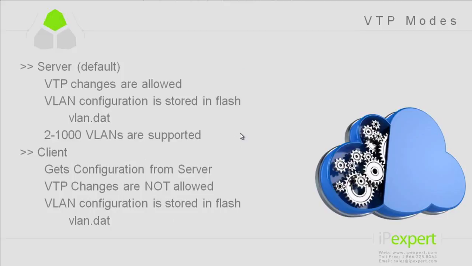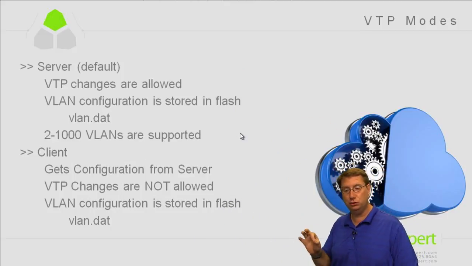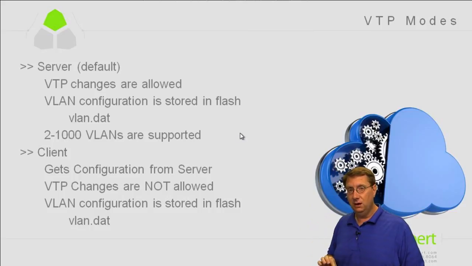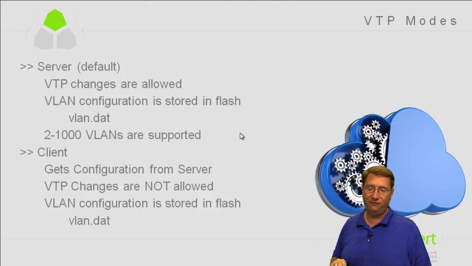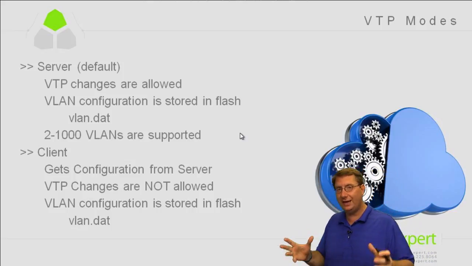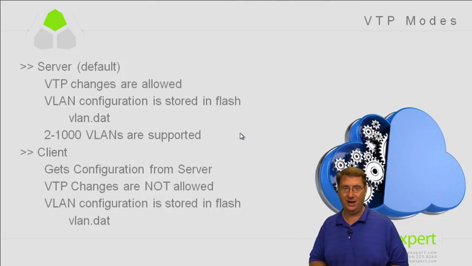So, like I said, let's go over these modes. I've already alluded to it. In server mode, we have the capability of being able to create VLANs. We also have the capability of sending VTP messages to our neighbors so that we can communicate the existence and the necessity to create those VLANs to our neighbors. That's going to be for what's referred to as our normal VLAN range. And that's going to be anywhere from VLAN 2 all the way up to VLAN 1000.